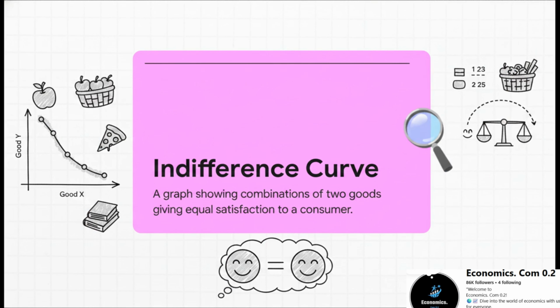And that leads us to our brilliantly simple solution, the indifference curve. Essentially, this is a graphical representation showing combinations of different goods that provide the exact same level of satisfaction. Think about it. If two completely different bundles of goods give you the exact same amount of joy, well, you don't really have a preference between them, right? You are mathematically and economically indifferent.